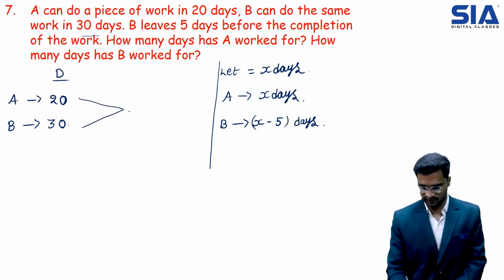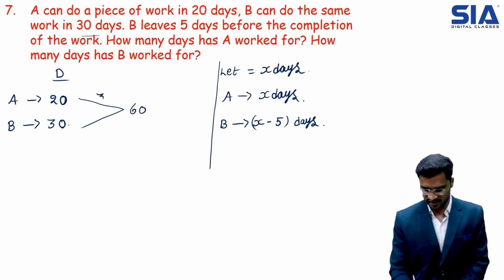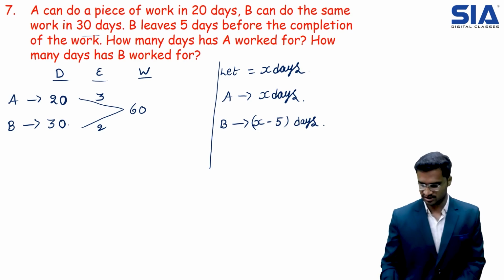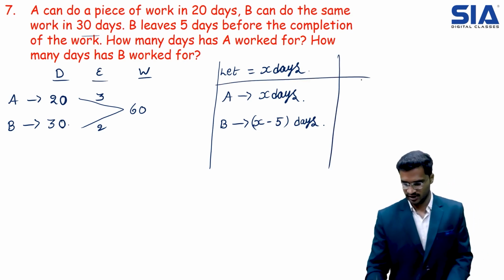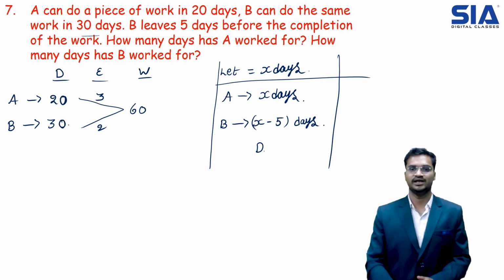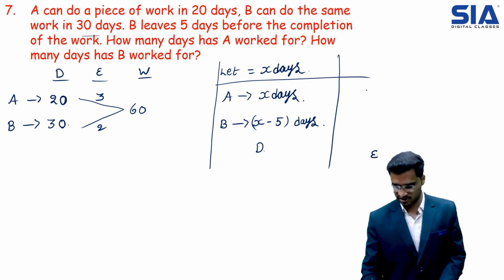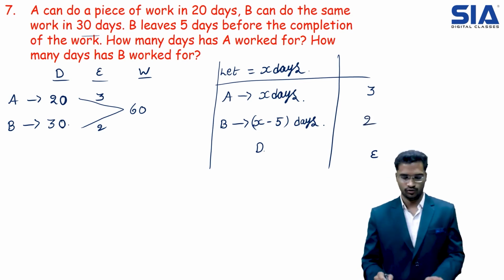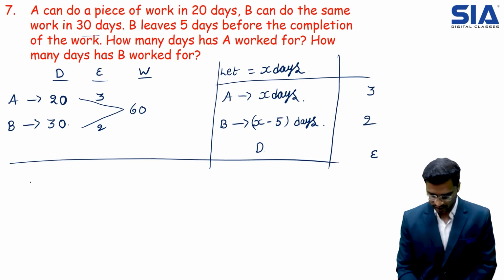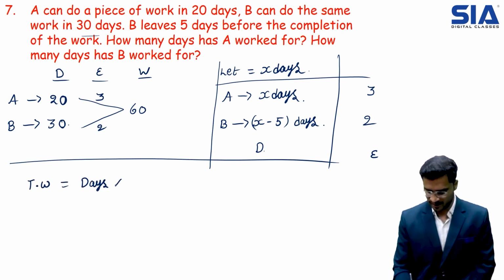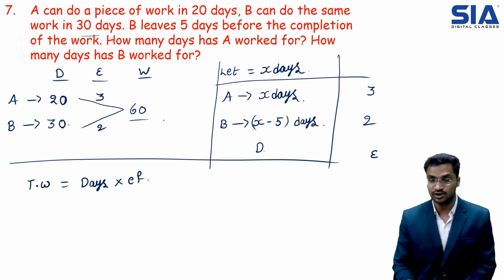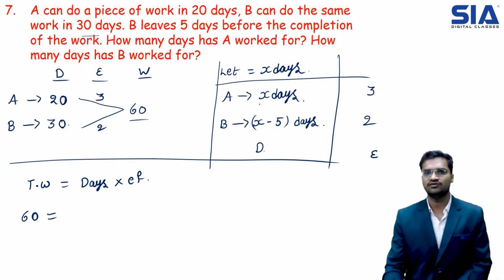So let us find the total work here. 20 and 30. LCM of 20 and 30 is 60. So 60 by 20 is 3, and 60 by 30 is 2. This is the efficiency. This is the work. Now, these are days worked by A and B. These are the efficiencies of A and B. Efficiency of A is 3. Efficiency of B is 2. We know that total work is equal to days multiplied by efficiency. So the total work is how much? 60 units of work.